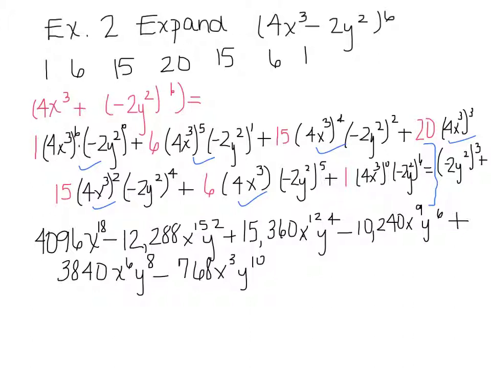Let me rewrite this so that I'll know. And then my last term, negative 2 to the 6th power, will become positive 64 times 4 to the 0, so that's 1. So we just have plus 64 y to the 12th. And we made it. And that's Pascal's triangle.